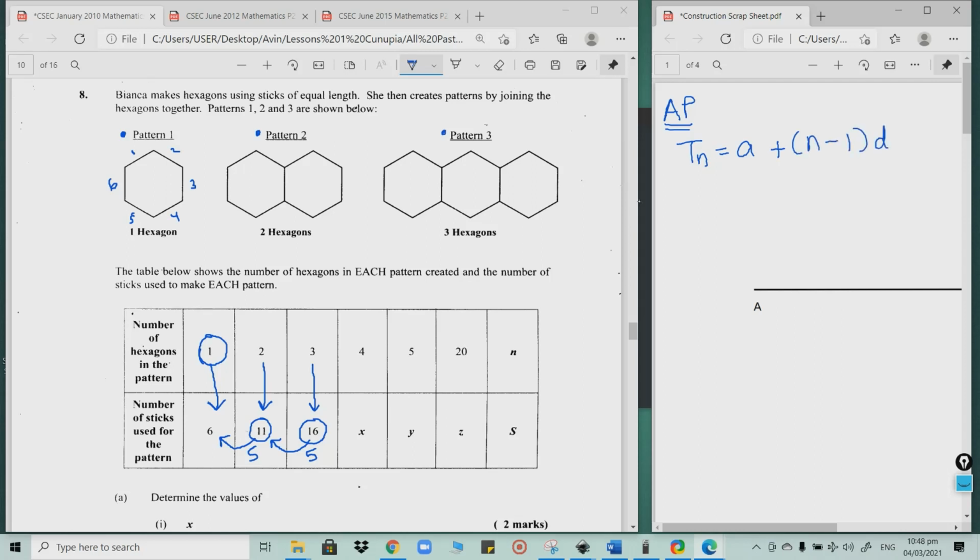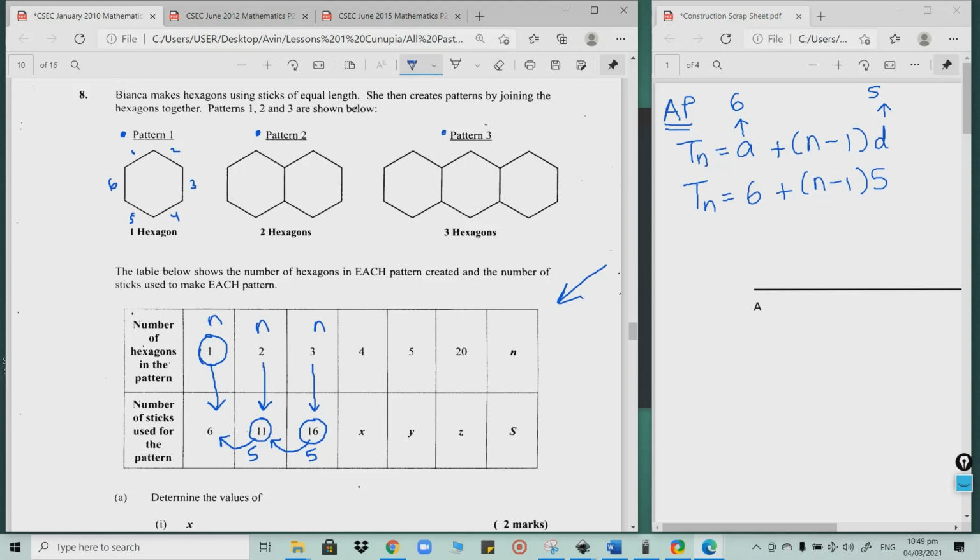This is T1, T2, and this is the n value here. n is 1, n is 2, n is 3. And our first term, when n is 1, the actual value is 6. So that means a, our first term, is 6. And our common difference is 5. Remember how we got the 5? We took the number and minused the number before. So this is how our formula looks now. We know a is 6, n minus 1, and our common difference is 5 for this particular pattern.